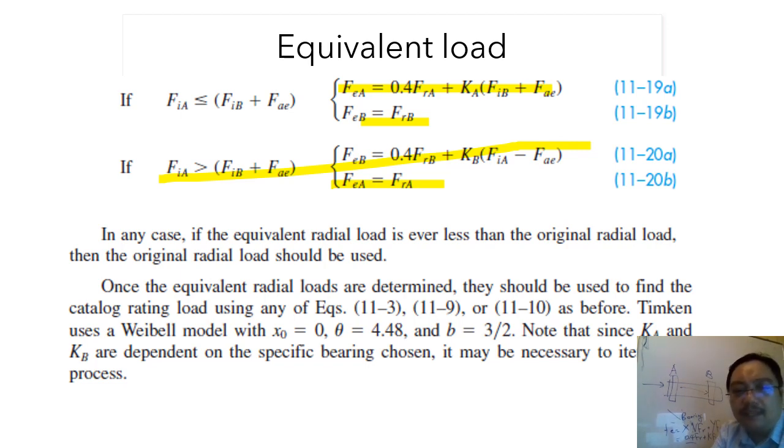Once the equivalent radial loads are determined, they should be used to find the catalog load using any of equations 11.3, 11.9, 11.10. As before, Timken uses a Weibull model, with x0 not equal to 0, theta equal to 4.48, and b equal to 3 over 2.